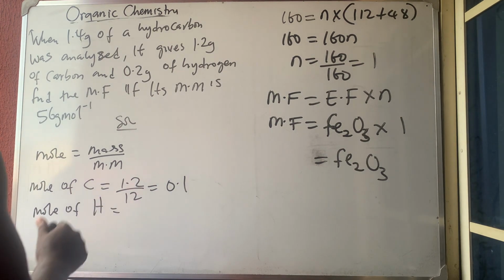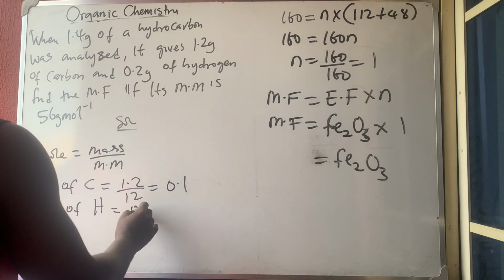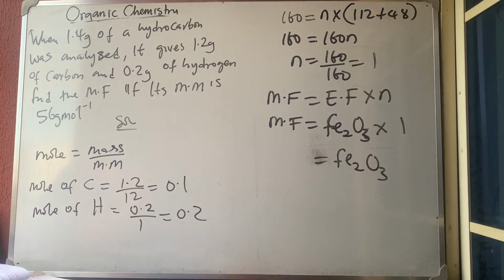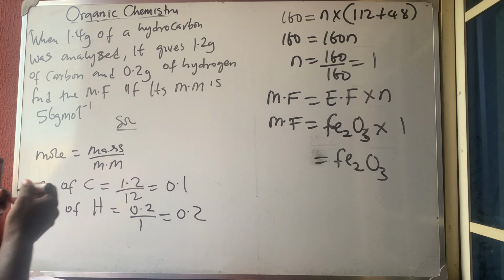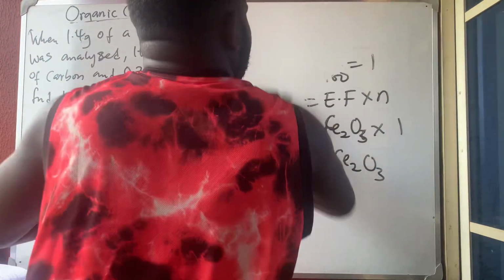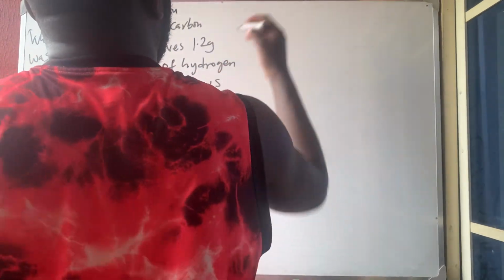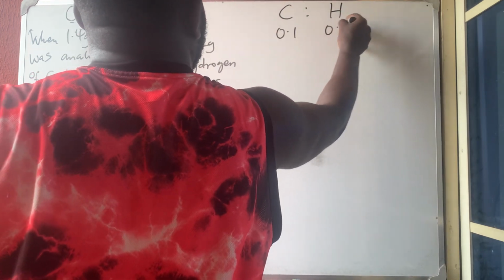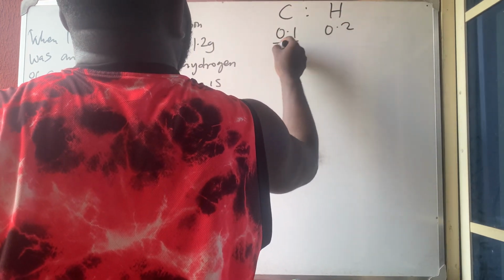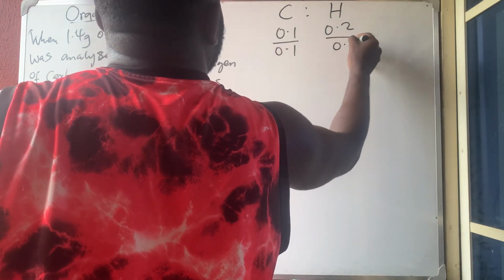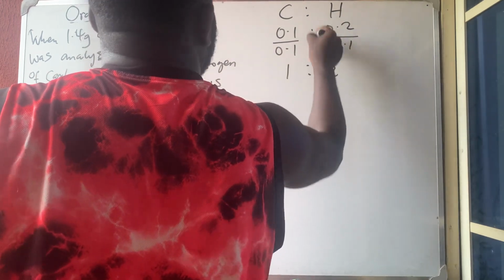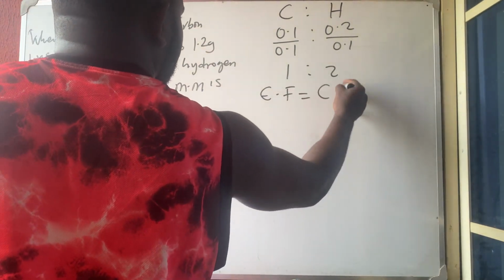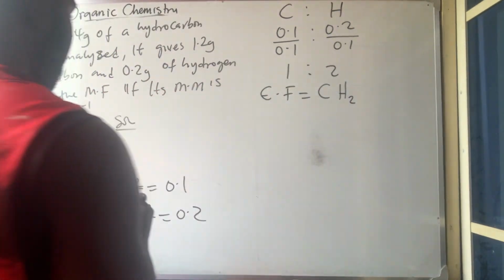Then the mole of hydrogen, because it is a hydrocarbon. So mole of hydrogen is now what? 0.2 divided by 1, which is 0.2. So the mole ratio, carbon is to hydrogen, is 0.1 and 0.2. If you divide by 0.1, you now have 1 is to 2. Therefore the empirical formula is now CH2, C1H2.